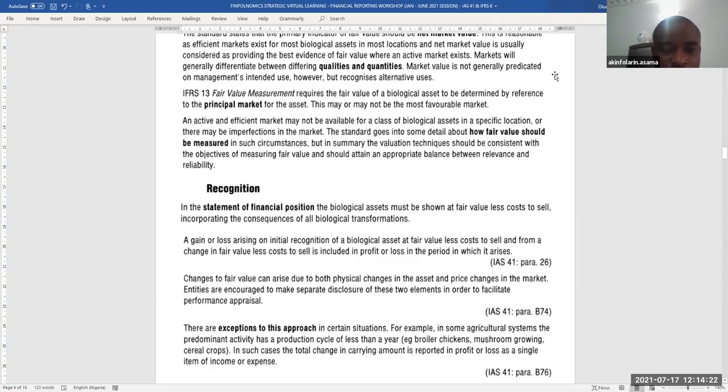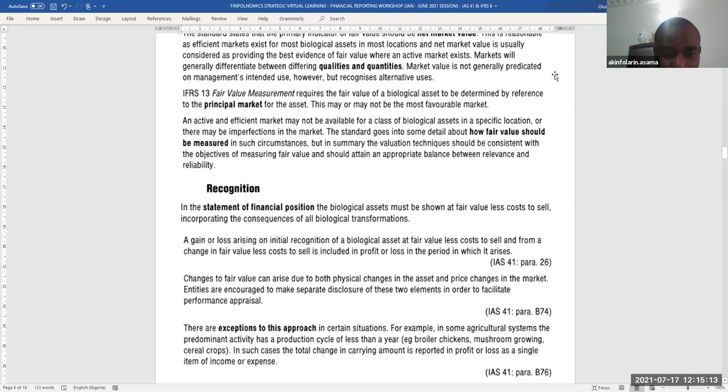In the statement of financial position, the biological asset must be shown at fair value less cost to sell, incorporating the consequences of all biological transformations. A gain or loss arising on initial recognition of a biological asset at fair value less cost to sell, or from a change in fair value less cost to sell, is included in profit or loss in the period in which it arises. Changes to fair value can arise due to both physical changes in the asset and price changes in the market. Entities are encouraged to make separate disclosure of those two elements in order to facilitate performance appraisal.